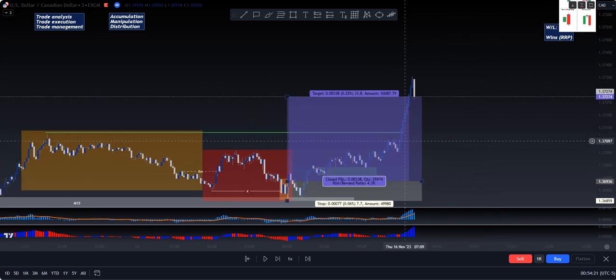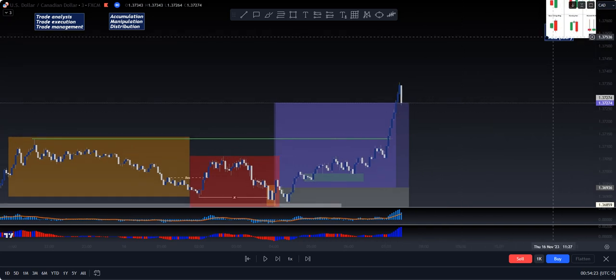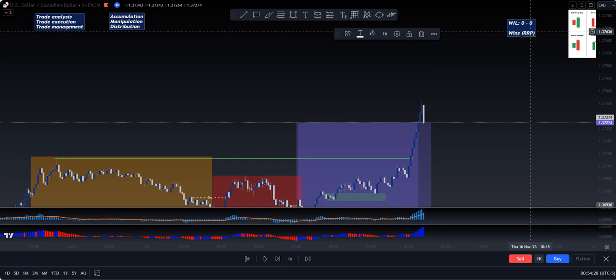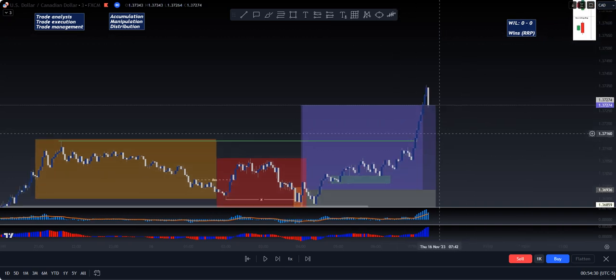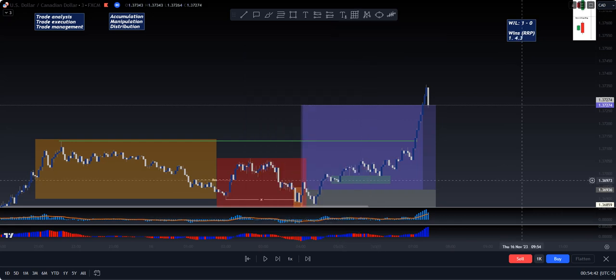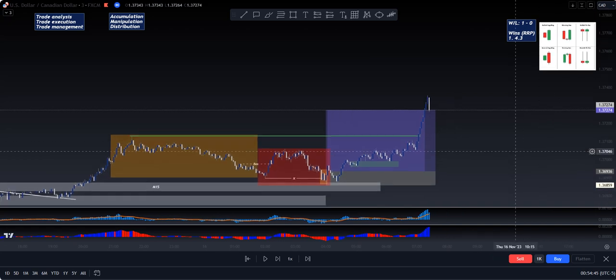But let's just say that, for the sake of consistency, we are up our target, which is at least 1 to 2.5. I'm going to close this here, and this is a 1 to 4.3. So that makes us 1-0. And our first win, we are taking home 4.3 points. And let's just see what happens with this.